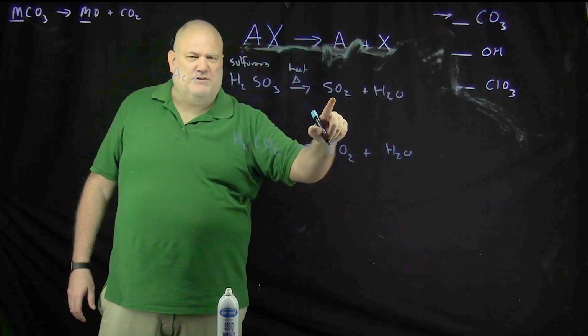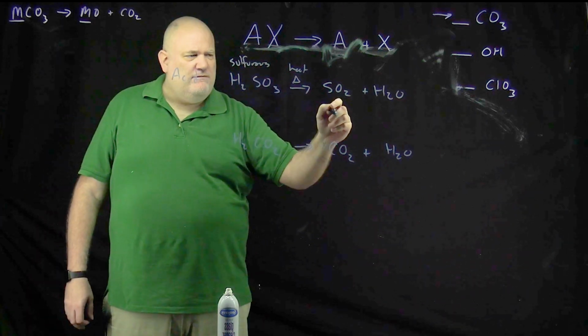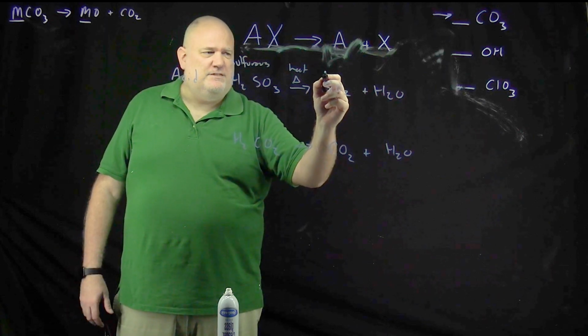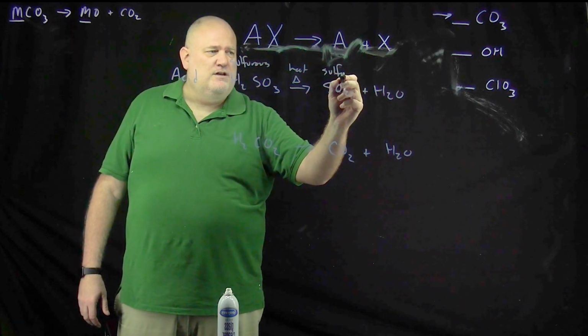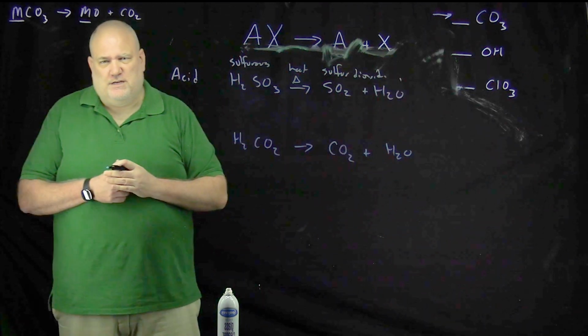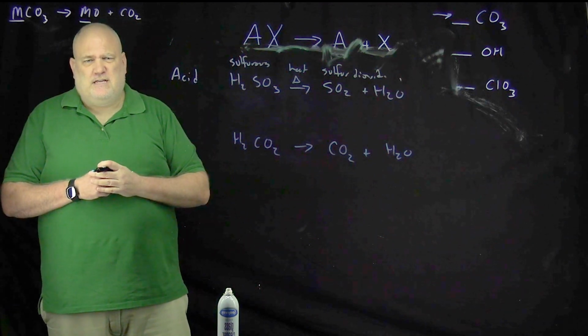Now, this is interesting, because don't I have two nonmetals together? Whenever I have two nonmetals together, remember we use the prefix naming system. So this would be sulfur dioxide plus water. You could also call it dihydrogen monoxide. Anyway, that's what we are going over today in class. Hopefully this is helpful.